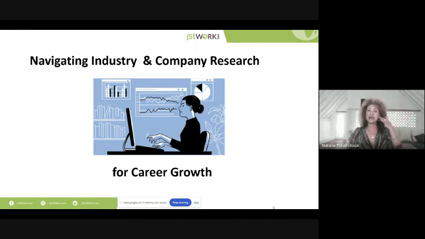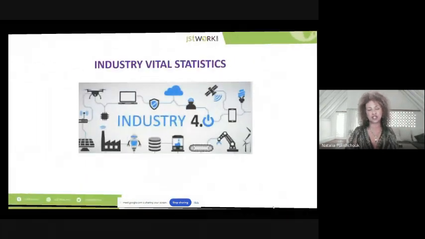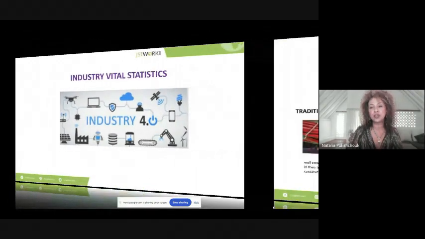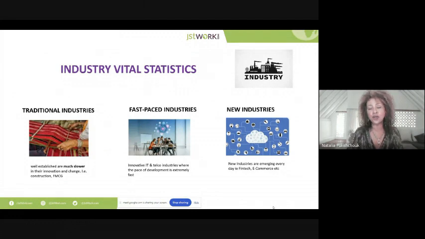Let's look at navigating industry and company search. So let's look at industries specifically. When it comes to industries, I think there's a lot of confusion in how people sometimes categorize industries. Historically, we have a lot of traditional industries which are much more established, slower in pace, less innovation, more monopolized. Traditional industries really are things like agriculture, construction, fast-moving consumer goods.